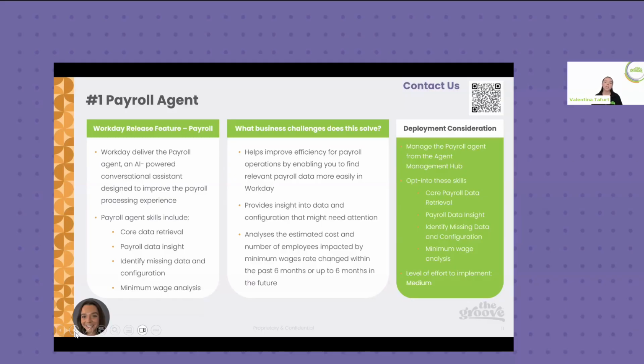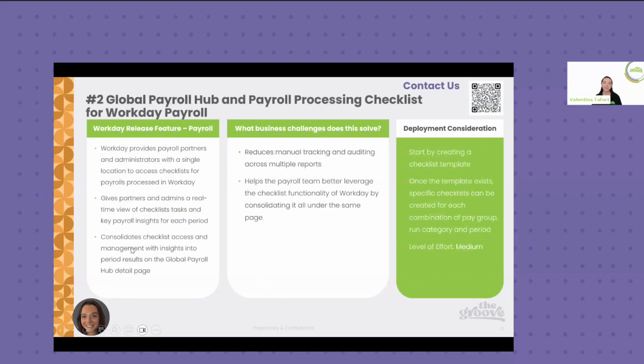As for deployment considerations, this can be set up in the agent management hub, and you have to turn it on, and you also have to enable each separate skill. So you can have some and not others if you don't feel comfortable with some of them yet. Therefore, I would consider this a medium level of effort for implementation.